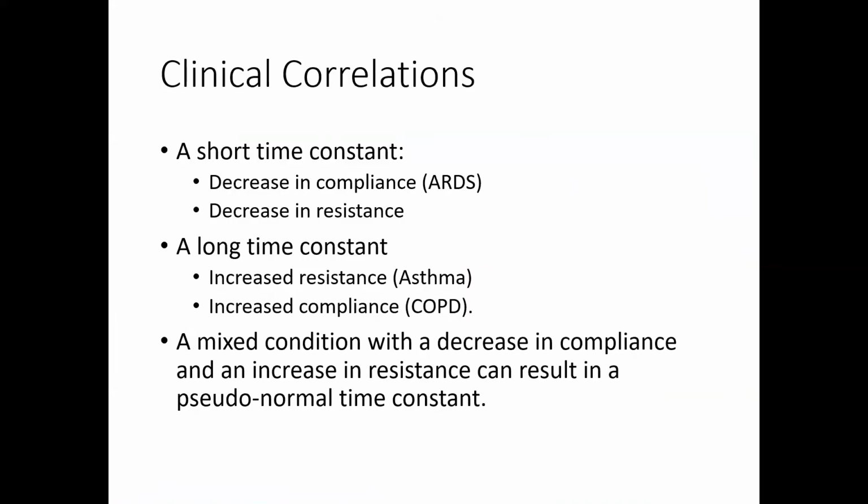So, some clinical correlations with the tau. A short time constant signifies a decrease in compliance. This is something that you see in ARDS. It can also be due to a decrease in resistance, for instance, a patient who initially presented with asthma and now is recovering. A long time constant can be seen in increased resistance, so an asthma exacerbation, for example, and increased compliance. This is your patient with COPD.